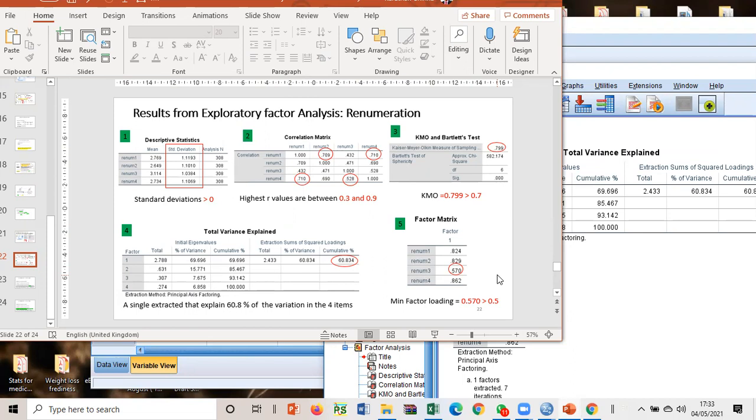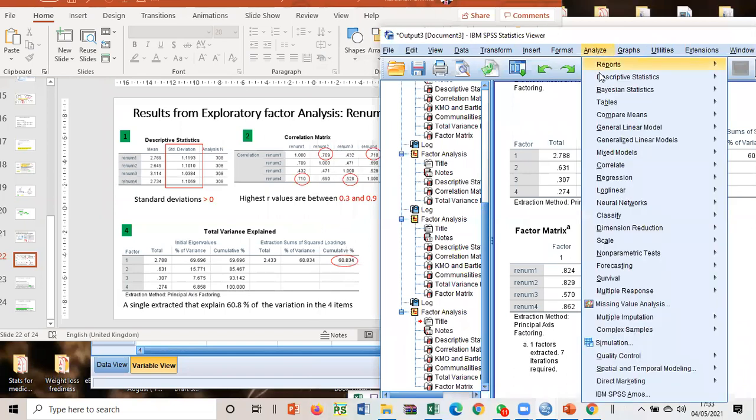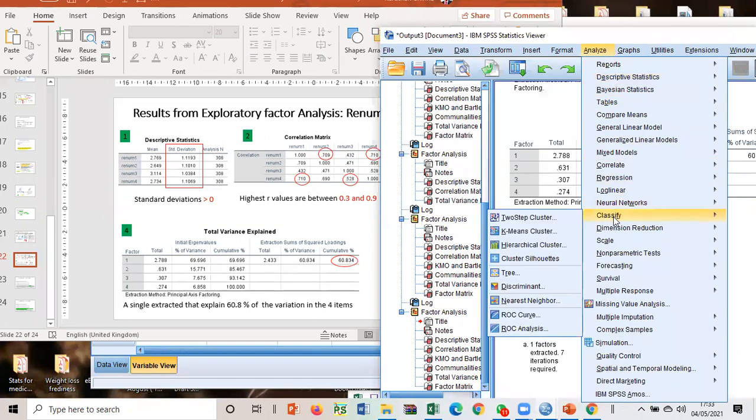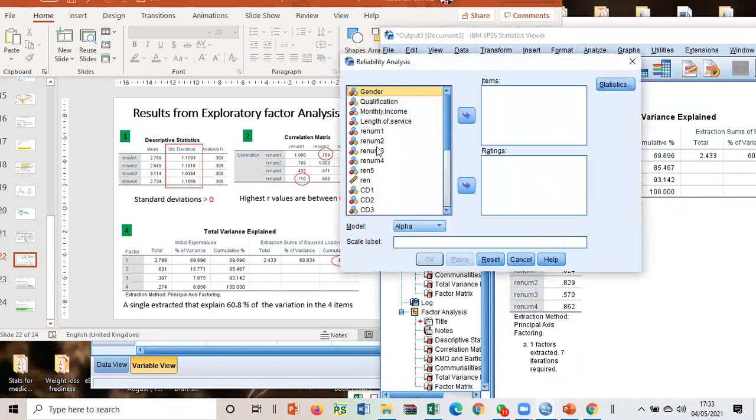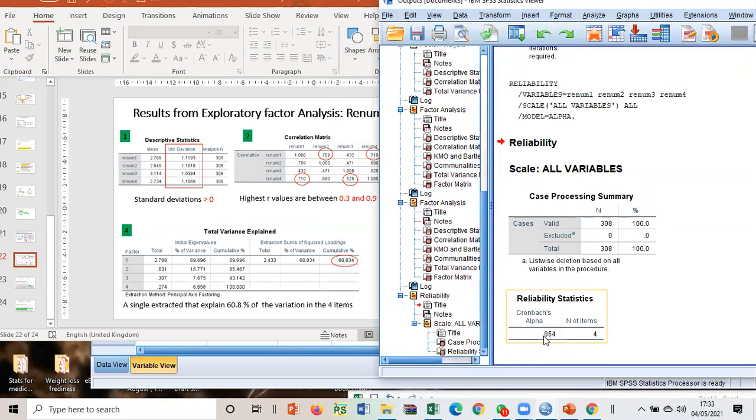Yes, Prof. I have a question. Do we need to do the reliability analysis first, and then do this exploratory factor analysis? Some people, after this, do the reliability as well. But for me, it's not necessary. But if you want to do it, it's fine. Do the reliability again, scale. You can show both. Normally we don't go into detail, only the alpha. So what's the alpha value here? 0.854. So you can add that in your write-up.